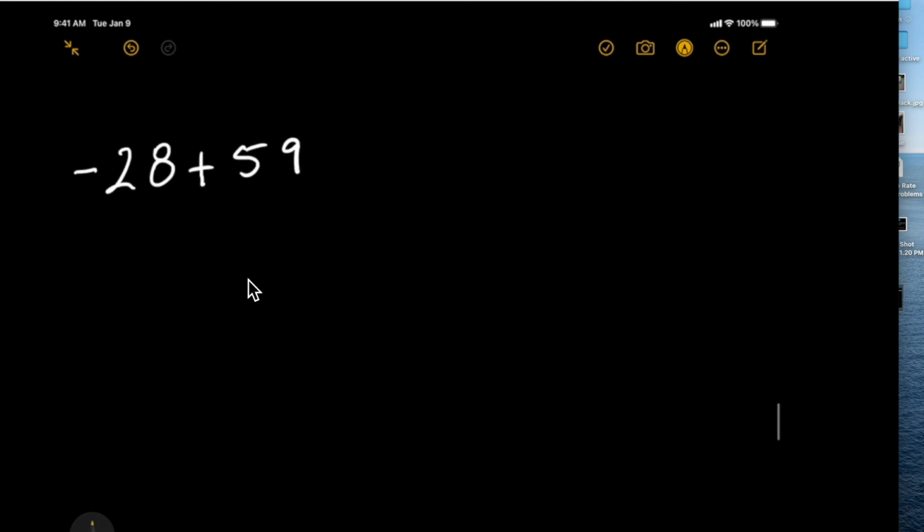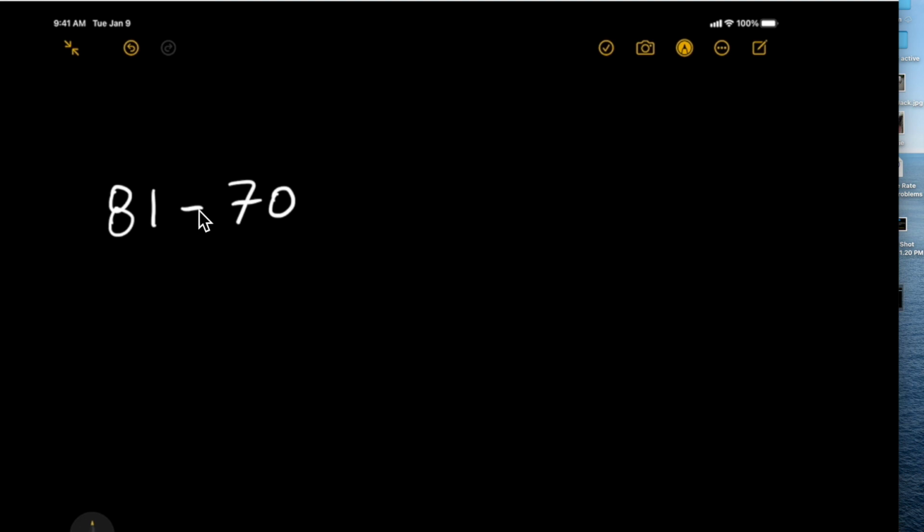Okay, let's use some larger integers. We are adding. There's a hidden plus sign here in front of that 59. We are adding integers with different signs. When the signs are different, we subtract big minus small. So we're going to say 59 minus 28 gives us 31, and we are going to use the sign of the larger integer. Positive 31 is your final answer. Again, when the signs are different, we are allowed to subtract big minus small. Big minus small gives us 31, and we use the sign of the larger integer.